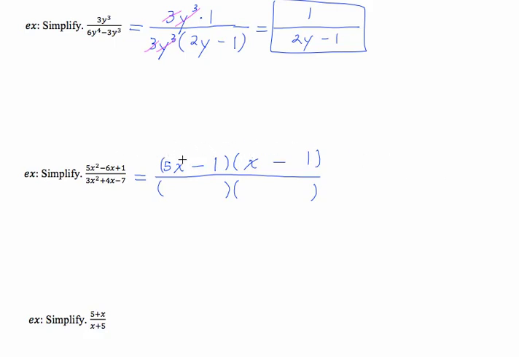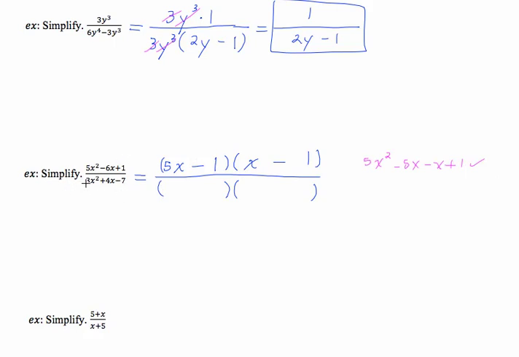Okay, let's check over here to the side. I'm going to FOIL this out. 5x times x is 5x squared. My outside terms are 5x times negative 1, that's negative 5x. Inside terms, negative 1 times x is negative x. And the last terms are negative 1 times negative 1 or positive 1. And let's see, that does simplify. Negative 5x minus x is negative 6x. So that is correct on the factoring there.